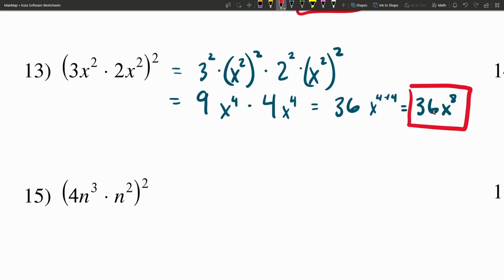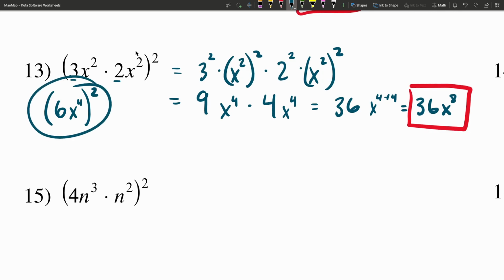I want to note another way that might have been easier to solve this, or a little bit quicker. We could have noticed that we have the same bases, and we also have coefficients that can be combined together at the start. So 3 multiplied by 2, we could have written that as 6, and then x squared times x squared is x to the 2 plus 2, or x to the 4th. So we could have 6x to the 4th, and then square that.